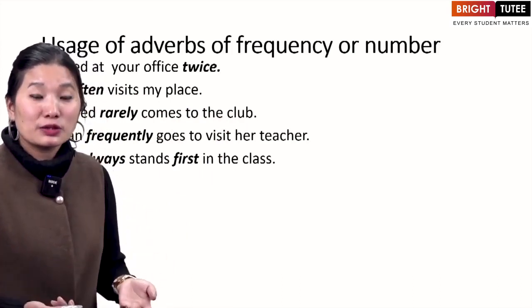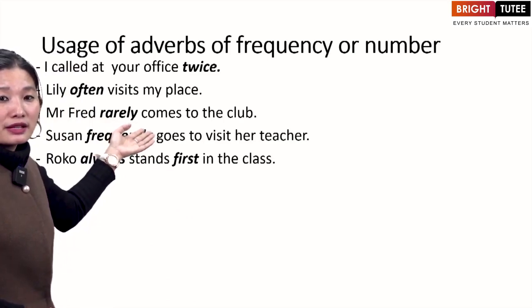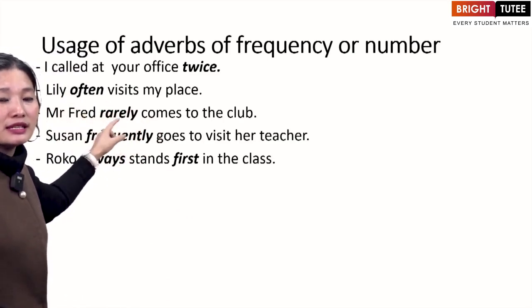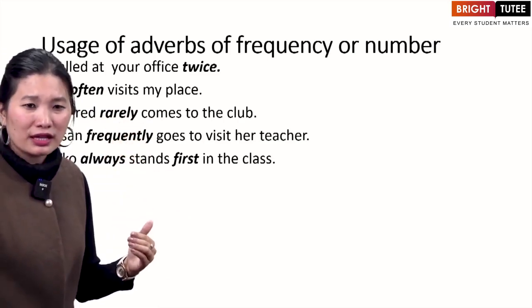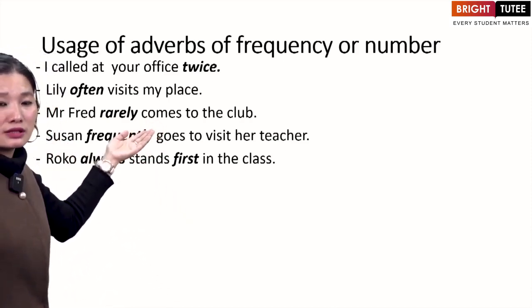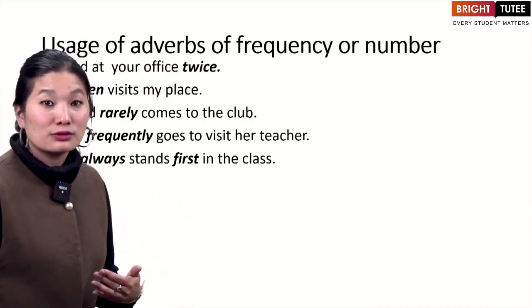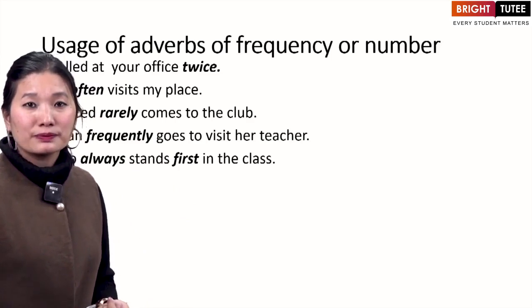Mr. Fred rarely comes to the club. I repeat, Mr. Fred rarely comes to the club. Rarely is the adverb of frequency. That means he hardly comes to the club. Okay? He hardly comes to the club. Suzanne frequently goes to visit her teacher. How many times does Suzanne go to visit her teacher? Frequently. That means very often. Okay? Not just once or twice.